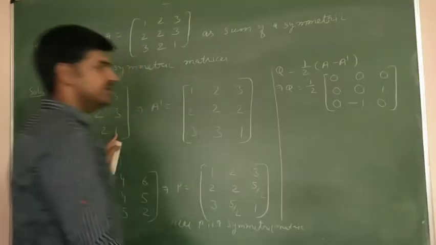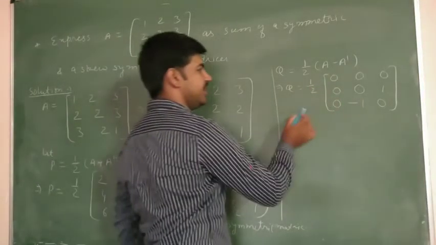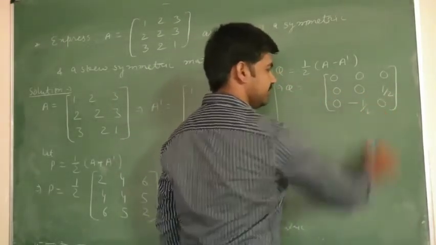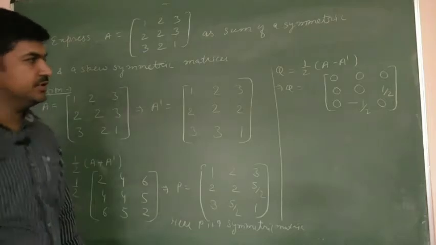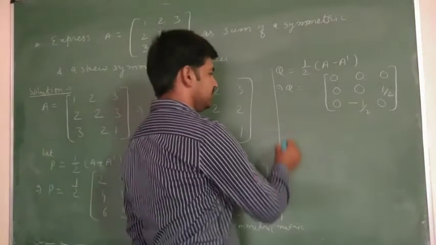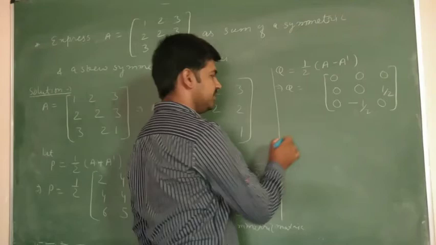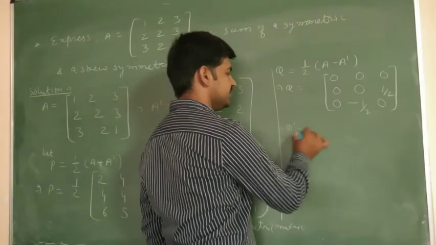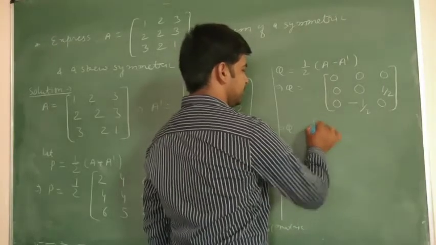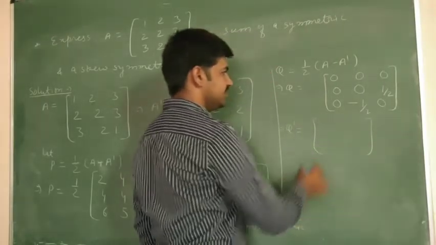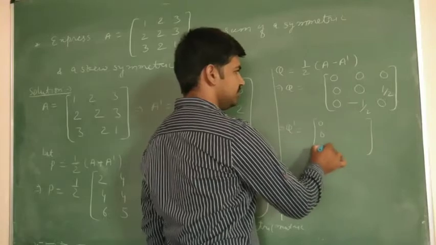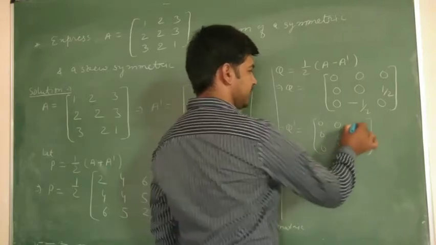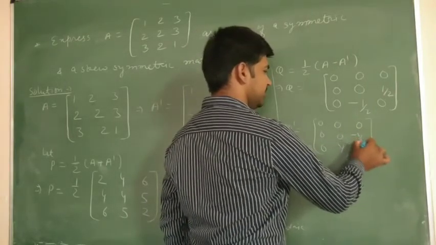So this is the matrix we have got, and when we multiply this matrix by half, then you will get Q as 1 upon 2, and this is 1 upon 2. I hope you understood. Now students, you have to show that Q is a skew symmetric matrix. So you can find Q dash, which is equal to 0, 0, 0, then 0, 0, 1 upon 2, and then 0, minus 1 upon 2, and 0.